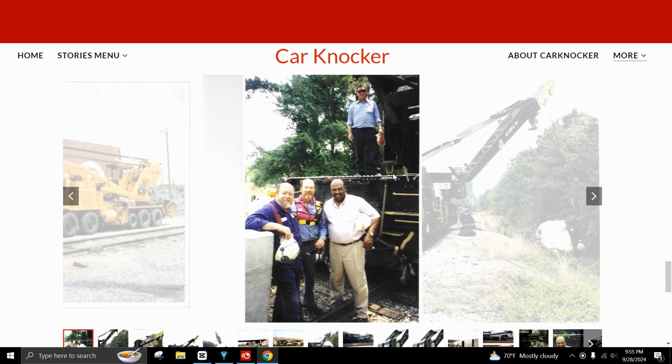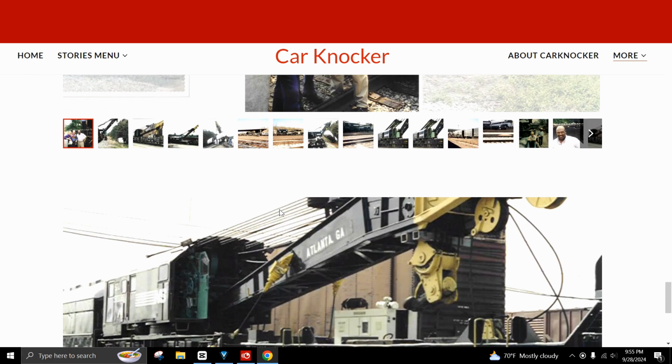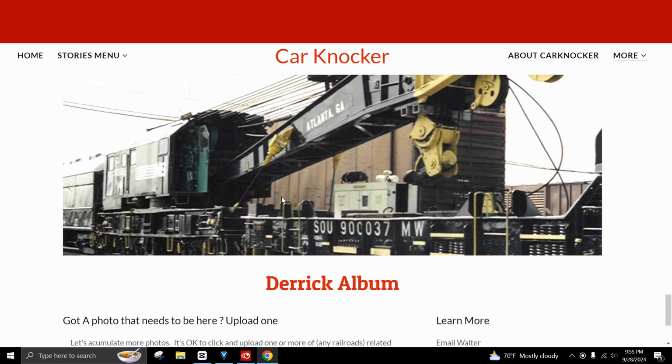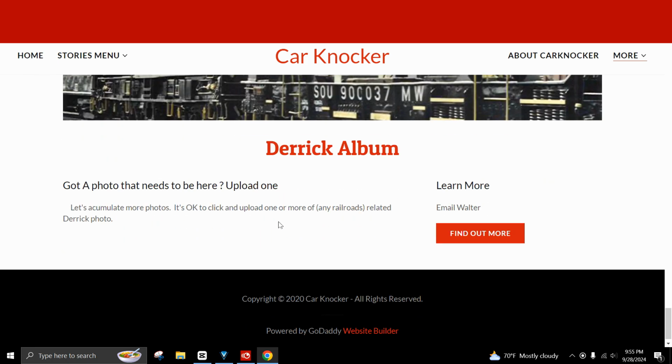Here's some photographs of the Derrick. Gene Wood, David Ellington, Joe Ricks, Jimmy Hyatt. There's the old Atlanta Brown Hoist 250-ton crane, known as the Atlanta Derrick.